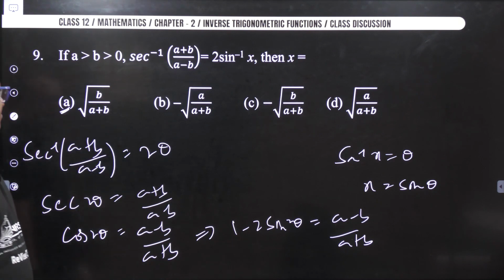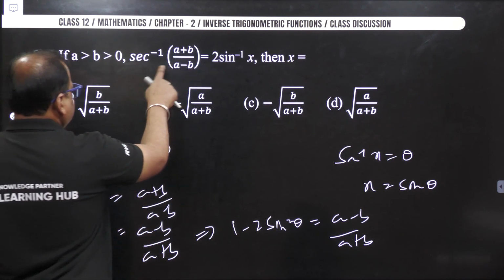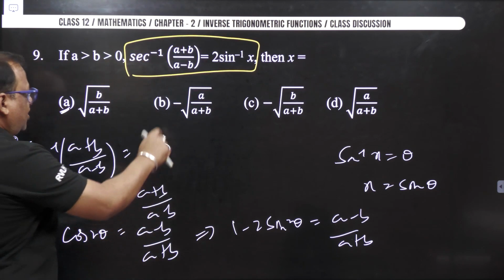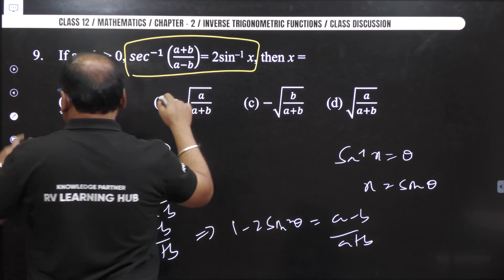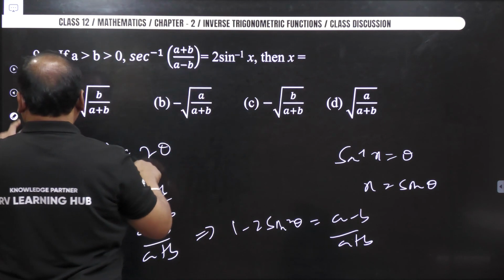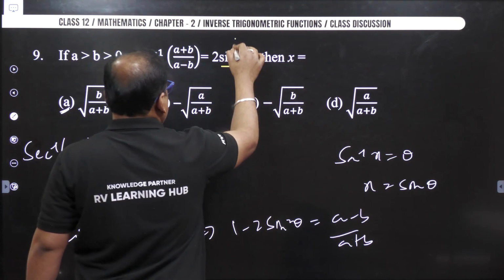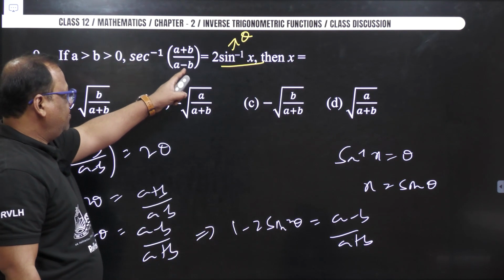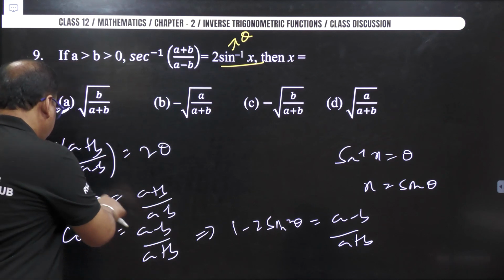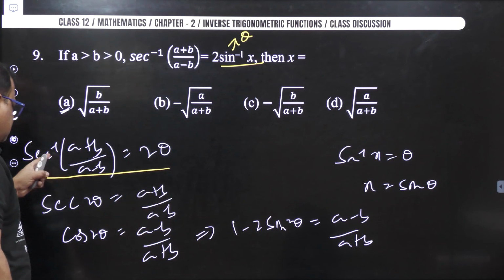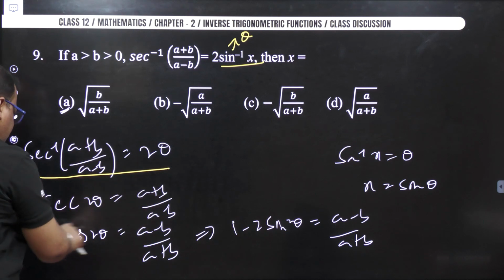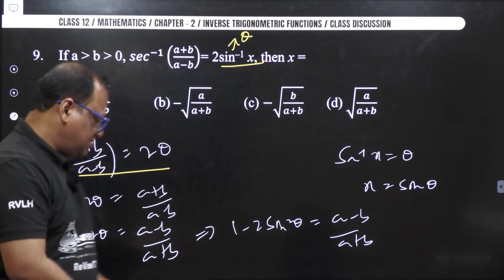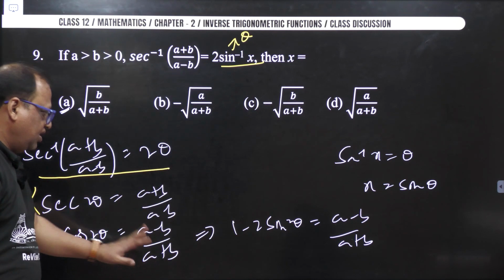Similar question. Notice, secant inverse of a plus b by a minus b is equal to 2 sin inverse of x, anta kottidare. So what I am going to do, I am going to take this term as theta. Yavudappa andre idanna nanu theta anta tagotteeni. Seriya? Nodi. Secant inverse of a plus b divided by a minus b is equal to 2 theta. Artha madkondi. So this implies secant 2 theta is equal to a plus b divided by a minus b. Secant and cos are reciprocals. So cos 2 theta is a minus b by a plus b.